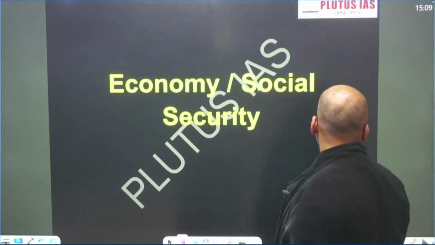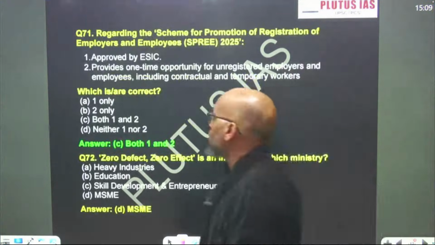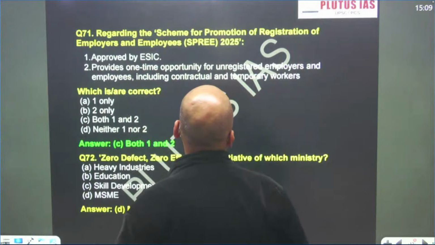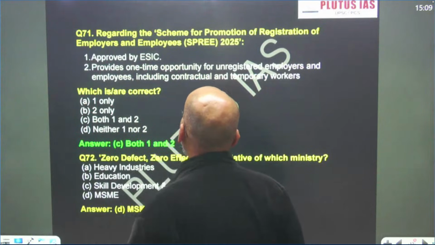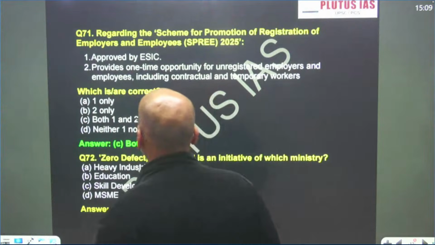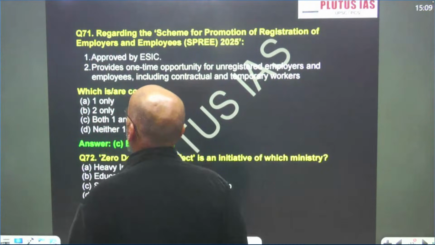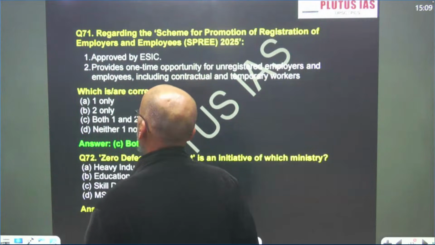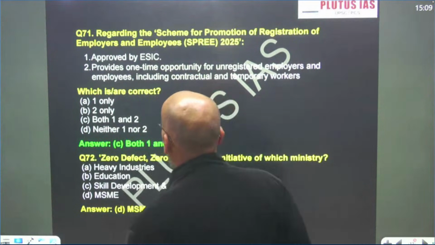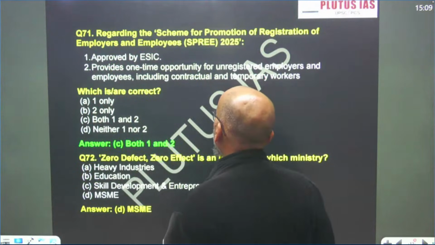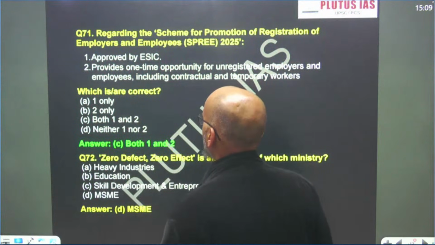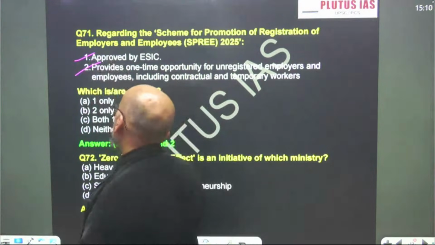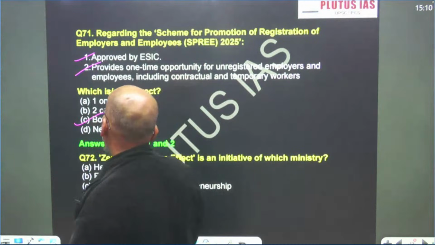Now, economy and social security. Question 71. Regarding the Scheme for Promotion of Registration of Employers and Employees, called SPRE 2025, which statements are correct? Statement 1, approved by ESIC, and statement 2, provides a one-time opportunity for unregistered employers and employees, including contractual and temporary workers. Both these statements are correct. So option C, both 1 and 2 are correct.